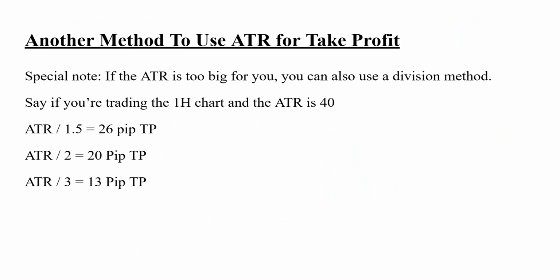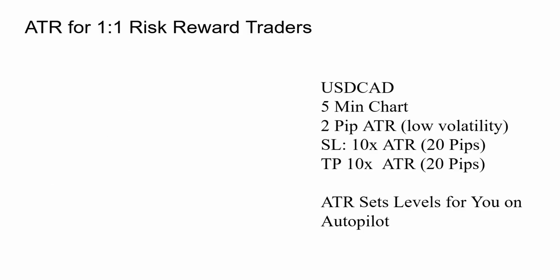And as well, if the ATR is too big for you, you can also use the division method using the same rationale I mentioned earlier. If the ATR is 40 and that's too far away for you, you just divide it by 2, by 1.5, or by 3. Either way, okay, it's up to you.